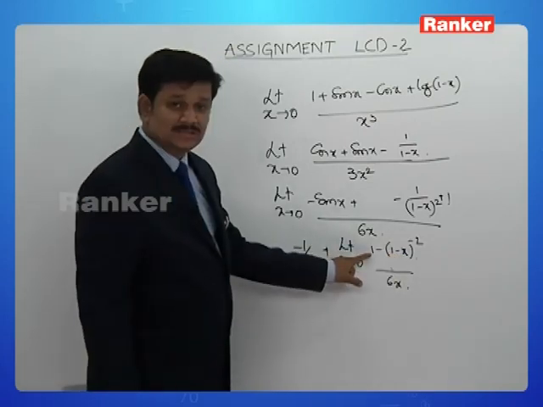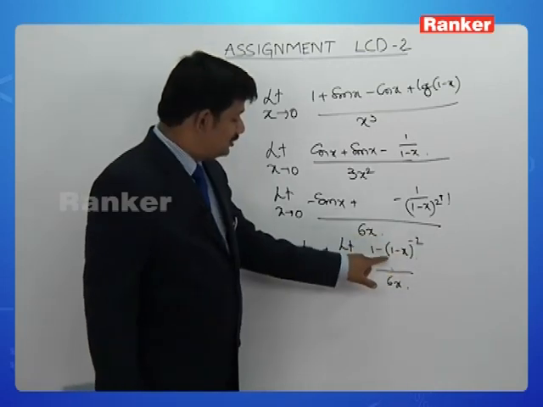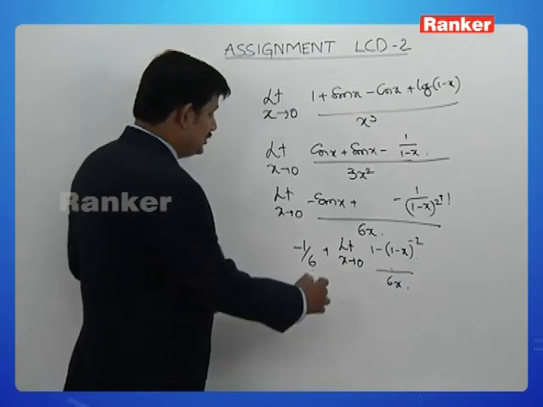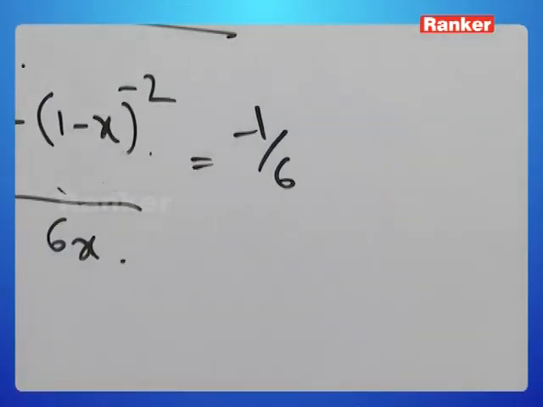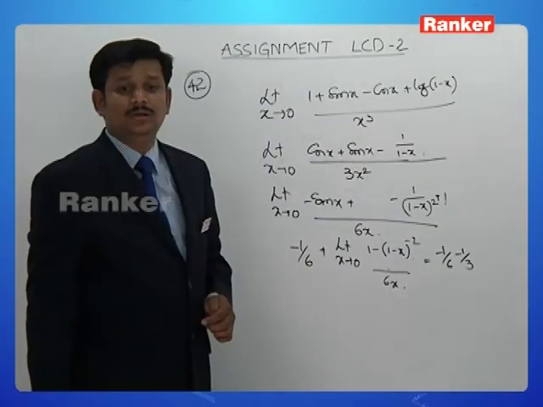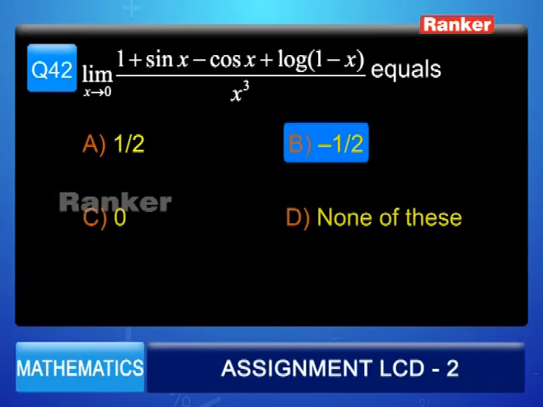1 and 1 get cancelled. So, we are left with minus 2x in the numerator. Minus 2x divided by 6x is minus 1 by 3. So, our limit is minus 1 by 6 minus 1 by 3, which is minus 1 by 2. Answer is option B.